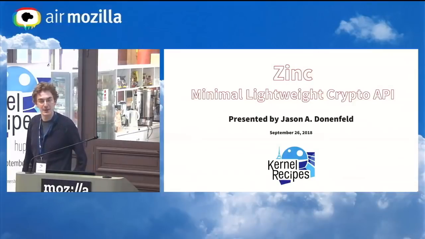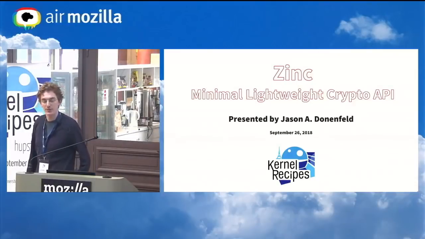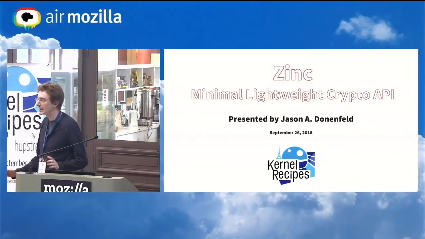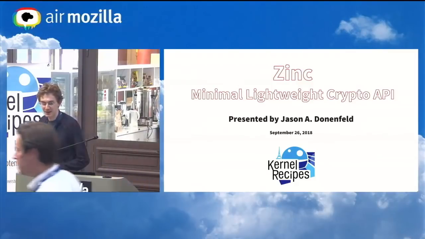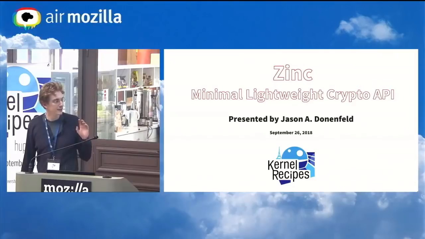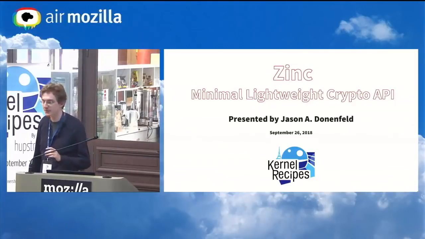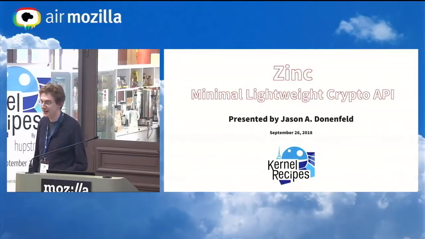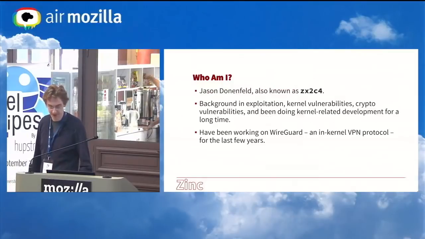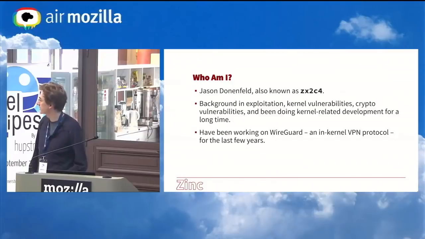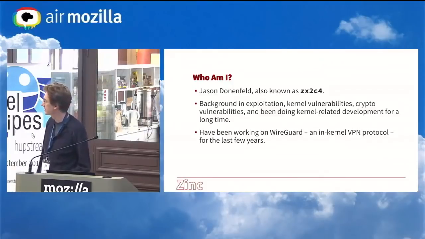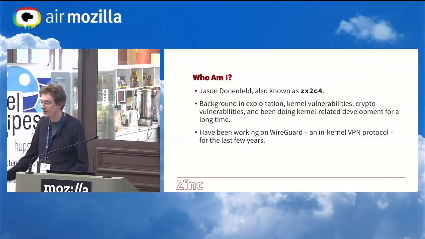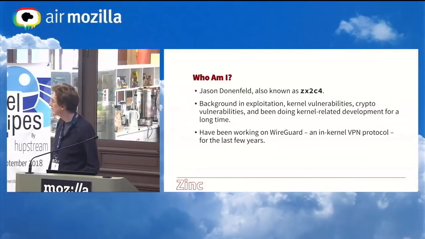This is on Zinc, a minimal kernel crypto API, which is really trying to be a non-API. We're trying to be the most boring possible way of adding crypto to the kernel, which is just C function calls. So let's dive into things a bit. Some background, I'm Jason. Usually I break stuff. Last couple of years I've been making WireGuard, bit of a change.